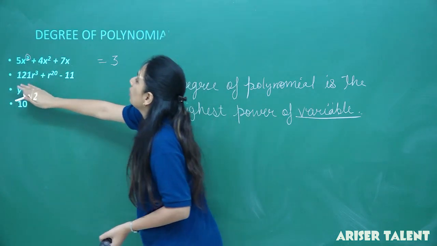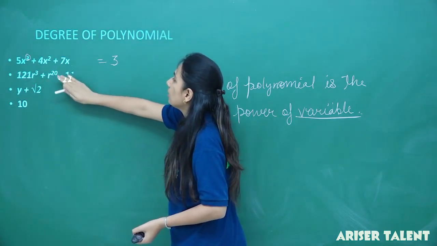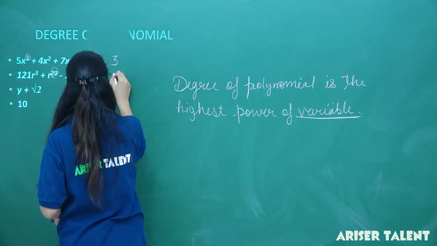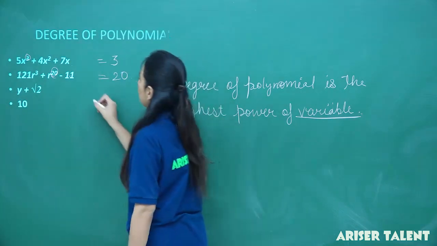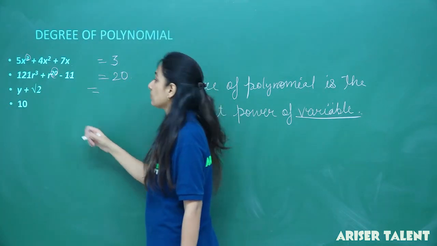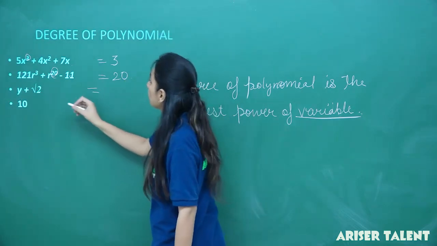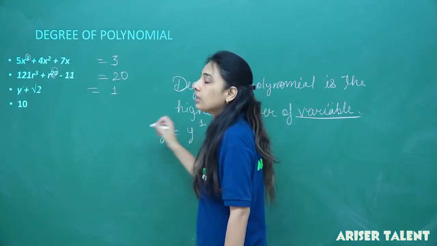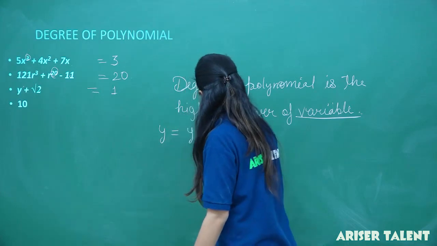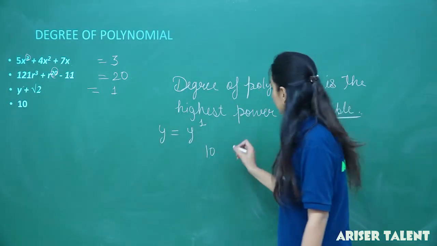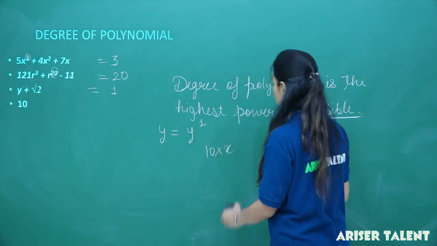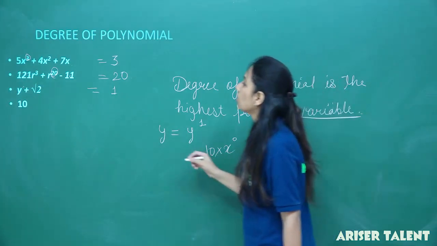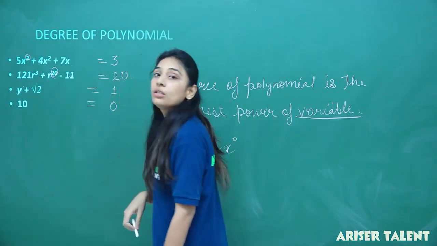Now in the second one, 121 r cube plus r raised to power 20 minus 11. The highest power is 20. Now in this, y plus root 2, the highest power is 1, because y can be written as y raised to power 1. Now 10 has no variable here. That means it has a hidden x to the power 0. So the highest degree is 0. So its degree will be 0.